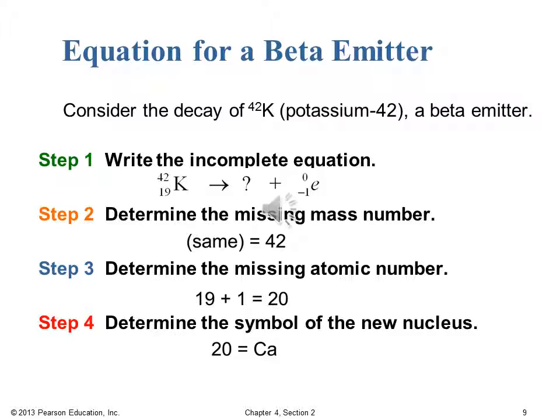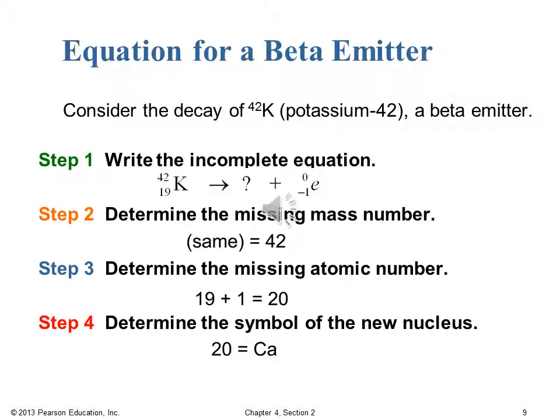For step 2, we're looking at the mass numbers, and since the mass number for a beta particle is 0, we're going to have the same mass number, so it's still going to be 42 on the right-hand side for our unknown element. To find the atomic number, well, potassium is element 19. In the case of our product, we know it's going to be 1 higher, because the atomic number for the beta particle is a -1, so we must be 1 more, and so if we add 1 to 19, we get 20. And then if we look at our periodic table, we see the element with 20 protons is element 20, calcium.